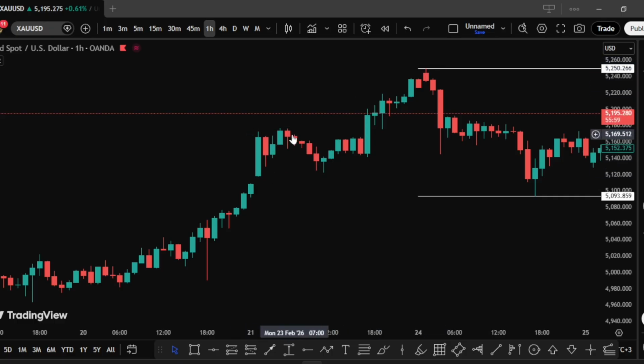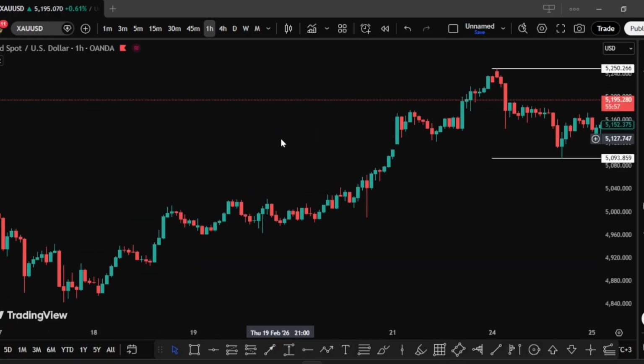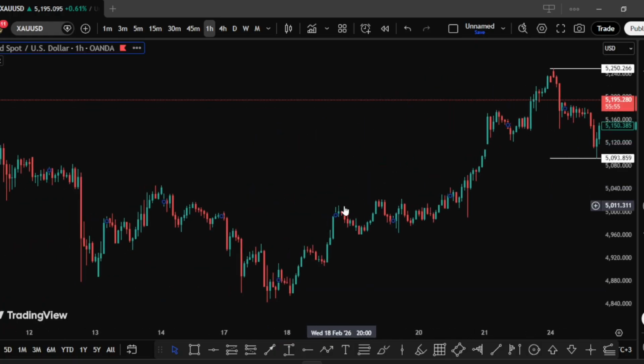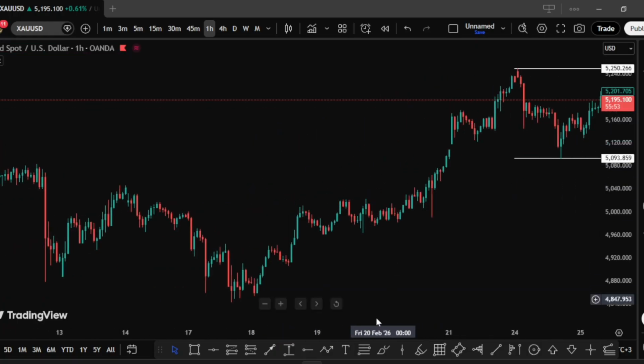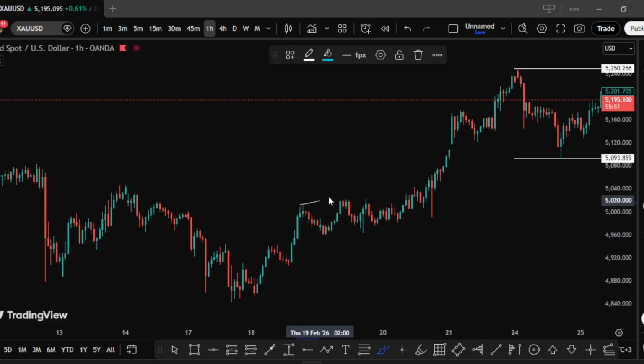Even if you see this setup on a lower time frame like equal lows, you still find equal highs around here, equal highs on gold. Price will come and grab it.